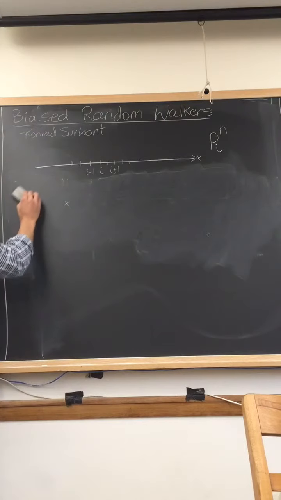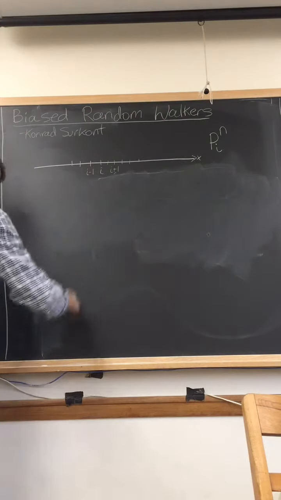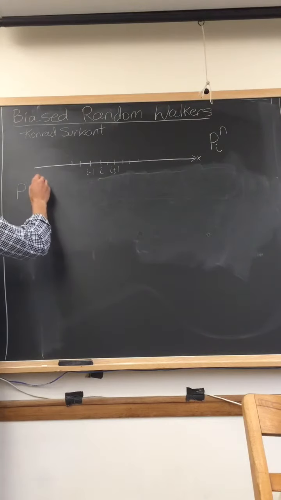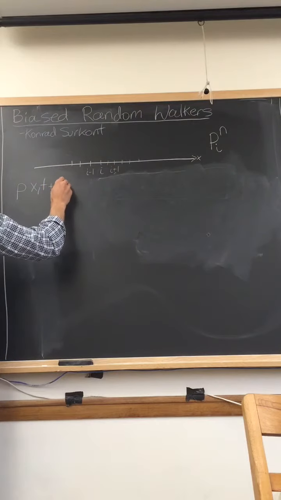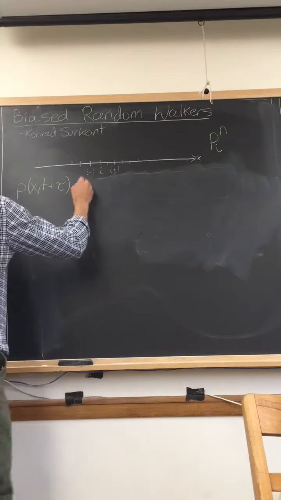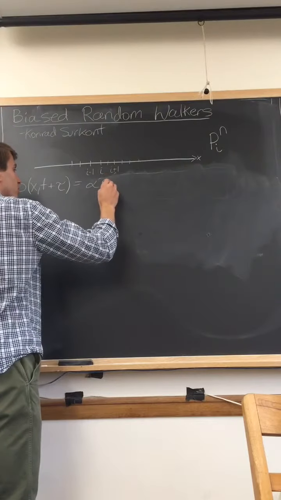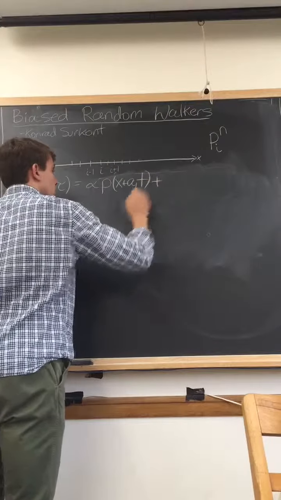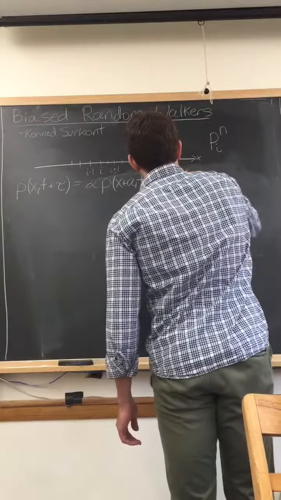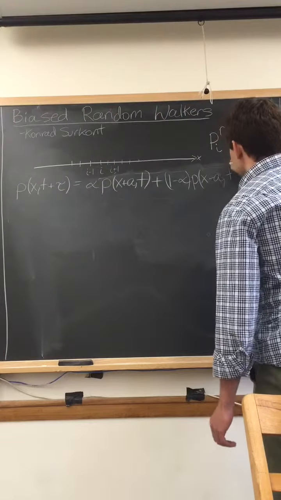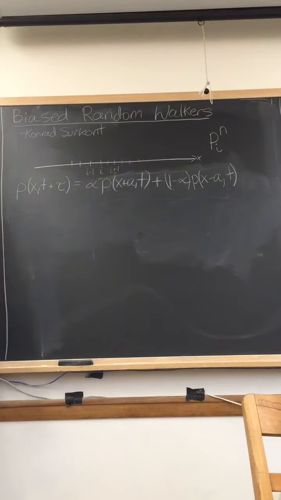Using this information, we can come up with the equation we had over here as the probability of x at t plus tau, so at the next time step, a small move of the time step, is equal to alpha times the probability of x plus a at t, plus 1 minus alpha times the probability of x minus a at t. Now, given this equation, we can Taylor expand it.